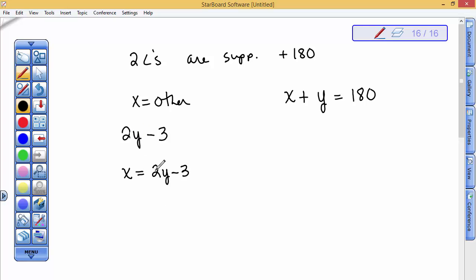So let's see, if I put this in slope-intercept form, I'm going to add 3 to both sides. So I'll have x plus 3 equals 2y. And then I'm going to divide both sides by 2, and I'll have y equals 1/2 x plus 3/2. I think I did that okay.